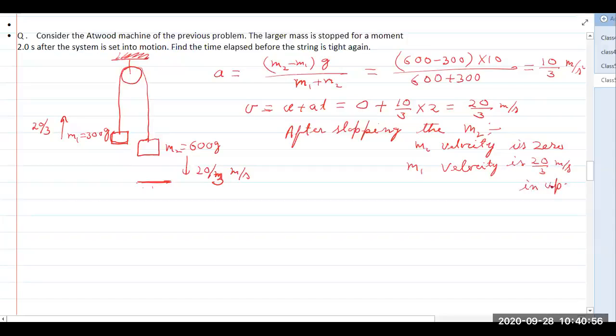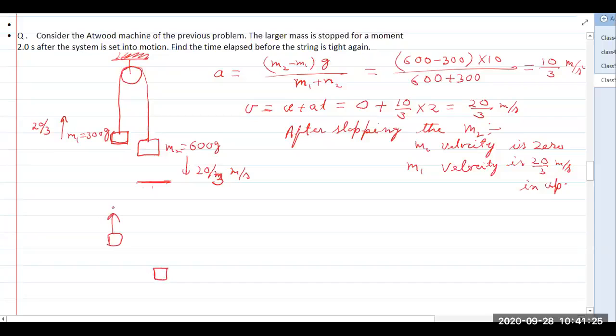Now the question is: find the time elapsed before the string is tight again. So how will the string become tight or loose? That we are going to see now. Since this object is moving upward and this has stopped, the string will become loose, because the string was tight initially, but this object has stopped and this one is moving upward. So the string will become loose.